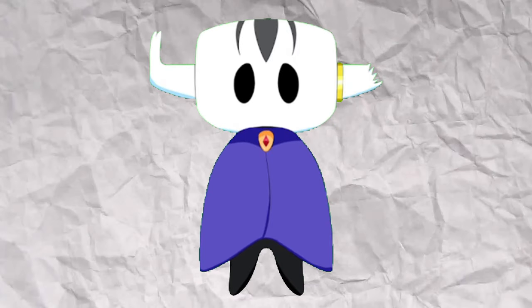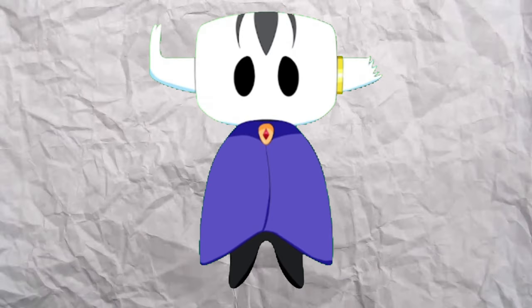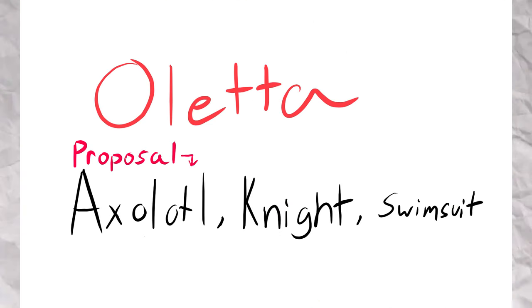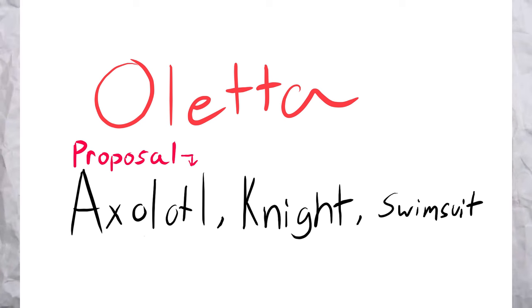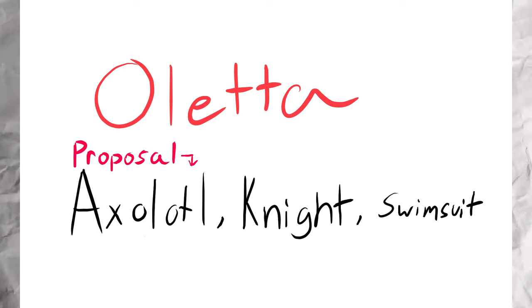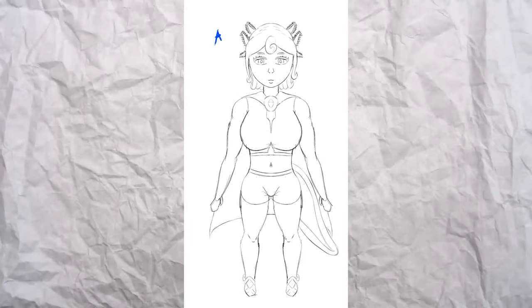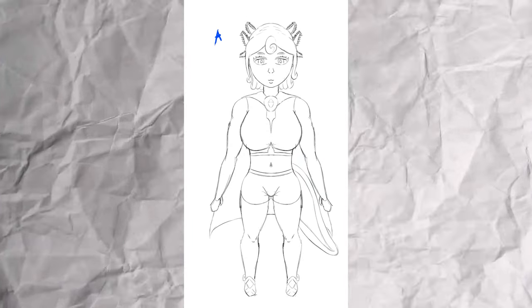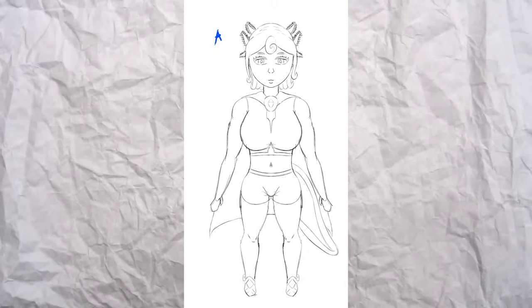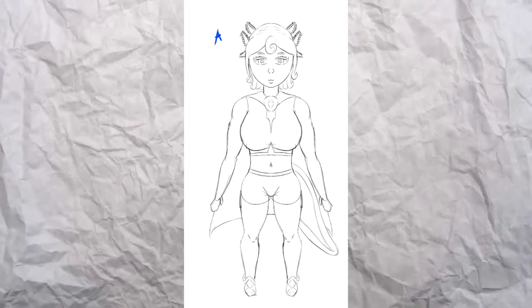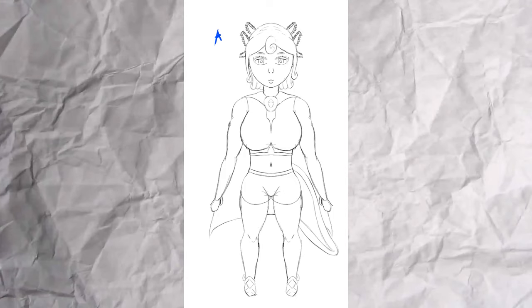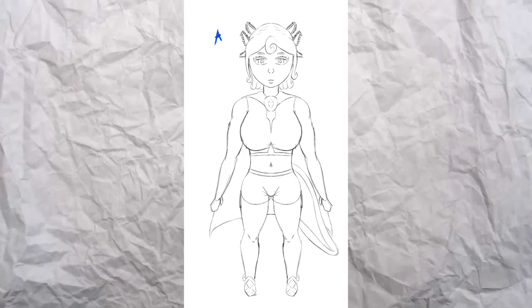So let's start off with three simple words: an axolotl, a knight, and a swimsuit. Yep, taking three simple words, putting those together, and I've got to make a character out of them. So that's what I did. This is the first design I had for Olita, pretty much. I added the knight aspect with the cape and the armored shoes and some armor plating, a little bit of armor plating too, but not so much. So that's kind of the knightly aspect I wanted to add.